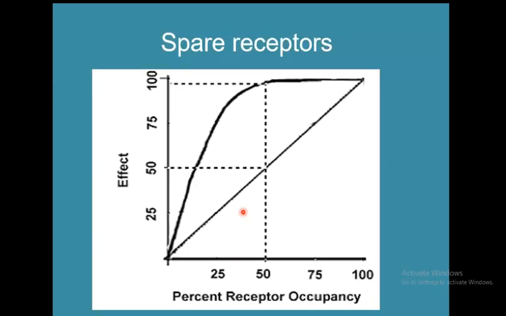In this graph, as you can see, for this example there is a need to stimulate 50% of the receptors. When 50% of the receptors are stimulated, there is 100% response. What happens if 100% of the receptors are stimulated? The same response. So whether you stimulate 50% or 100%, the response is the same. So the required receptors are 50% and the spare ones are the other 50%.